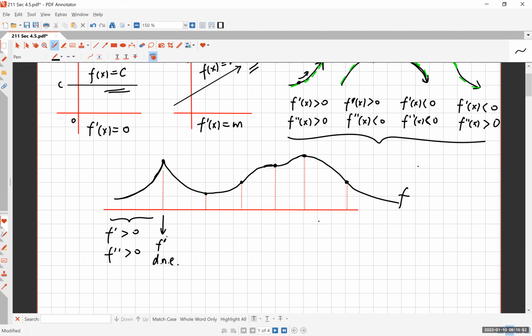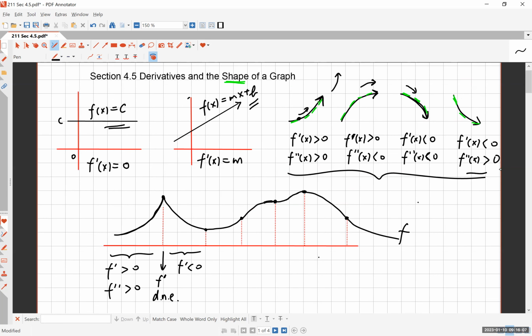Okay, so then in this interval, the function is decreasing. So the derivative is definitely negative. And how about the second derivative? We have actually what we considered in the last case here. It is decreasing, but the amount of decrease is getting less and less, which means that the negative derivatives are becoming closer to 0, which means it's increasing, right? So the second derivative is positive here. Another way of saying this is it's concave up.